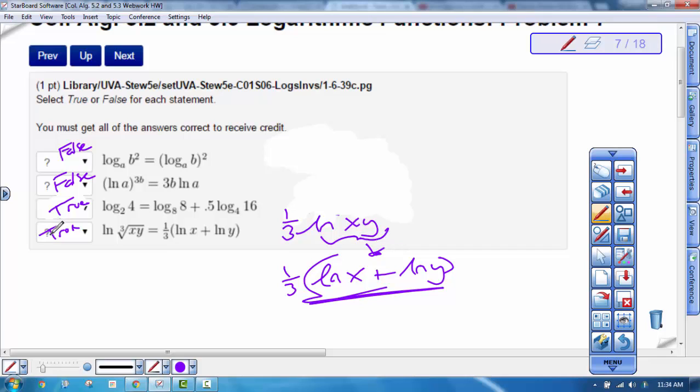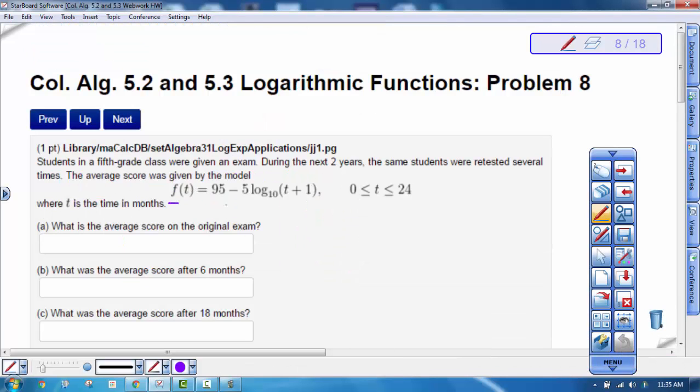So that is true. I probably won't ask you a question that tricky, because these two that are false are really hard to see, and so is this one. But this one's more doable. The way I'll probably ask this question is I'll start with this, and I'll tell you to expand it as far as you can, in which case you'll rewrite it like that on the right. Okay, the next problem gives you a relationship between the average score in an exam and T in months.